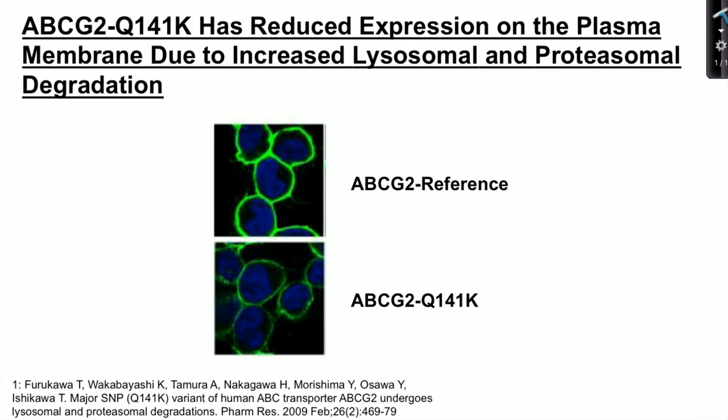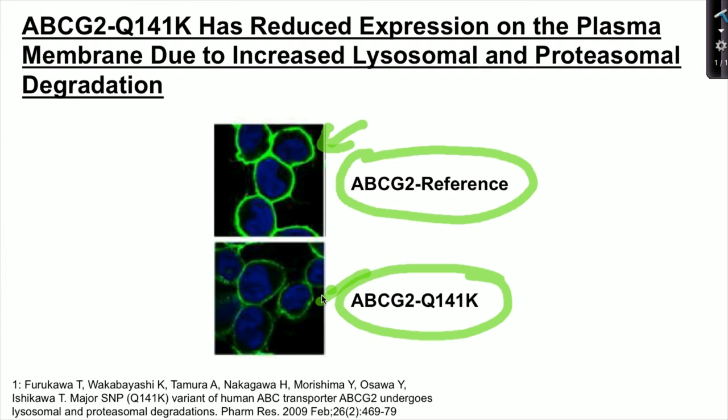Okay, so the question is: is there mechanistic data that suggests that this particular ABCG2 or BCRP variant has lower functional activity? This is a study where they identified ABCG2 using an antibody on the plasma membrane. You can see the reference transporter is highly expressed on the plasma membrane, shown in green, in cellular studies. However, the variant transporter has a much lower expression on the plasma membrane, so that's why it results in reduced function.